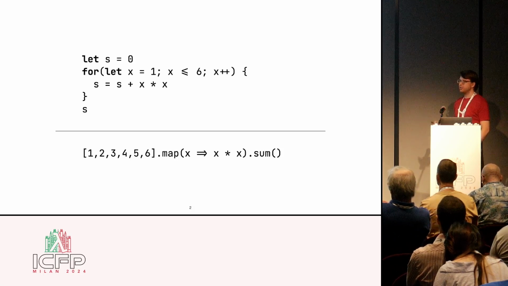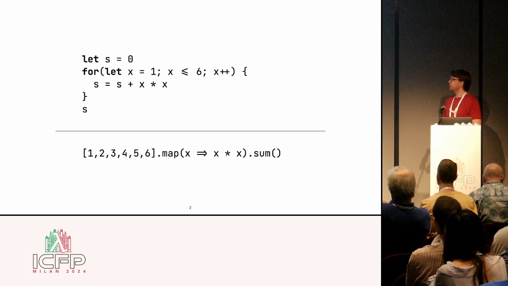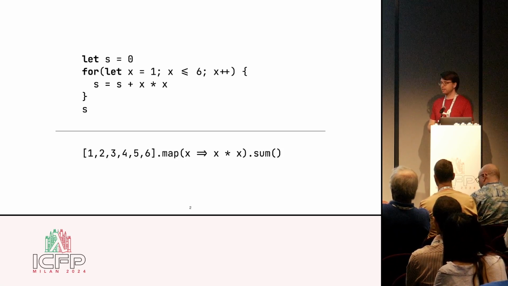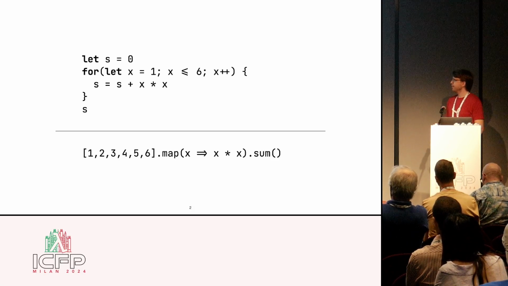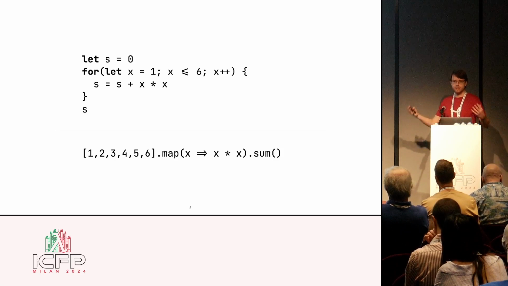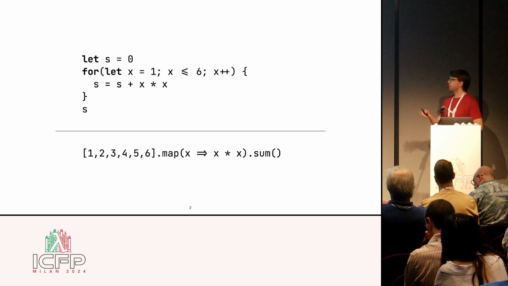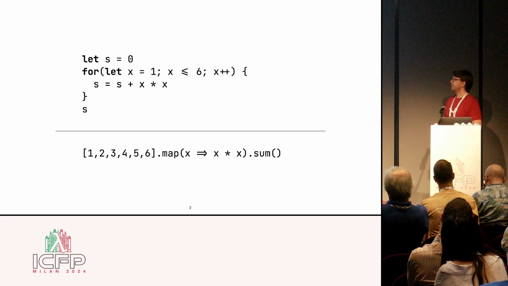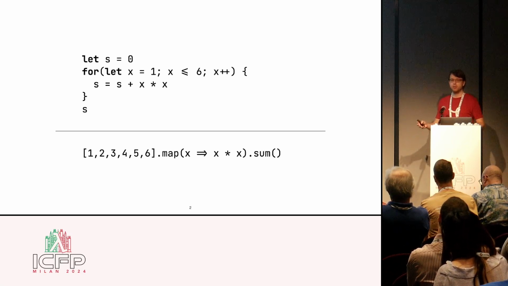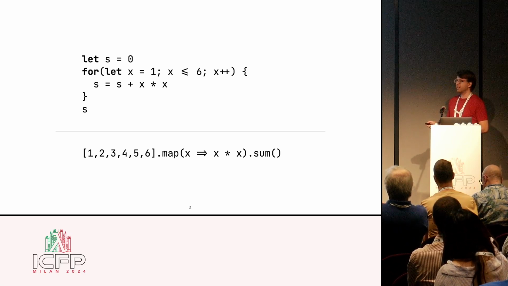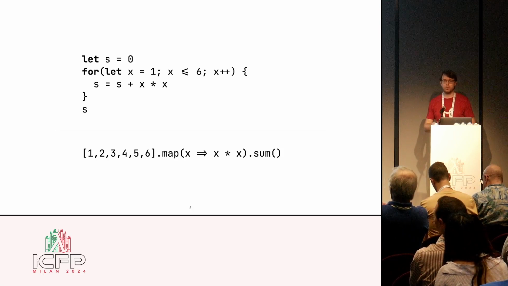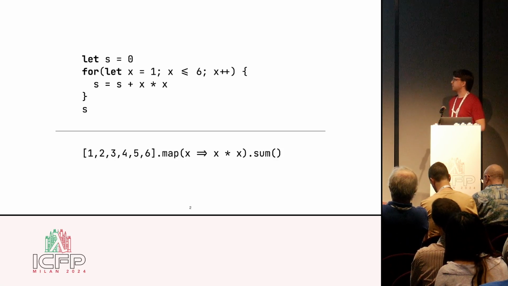So the programs that you see here are computing the sums of the squares of the first 6 natural numbers. And on top you see an implementation that's completely written as a manual loop. And on the bottom you see an implementation that uses lists and list combinators. So we as functional programmers, I think most of us agree that this second implementation is how we would want to write our code.